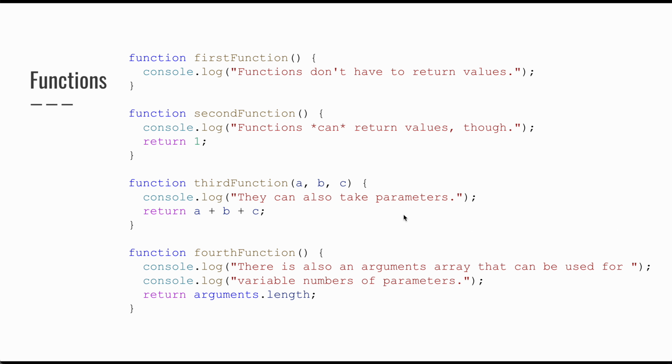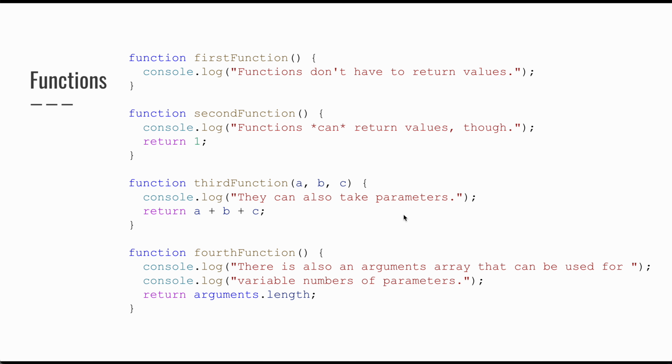Functions in JavaScript are just declared with a function keyword. Now there are other ways to declare functions that we'll get into later in the semester, but generally speaking, you just type the function keyword and then the name of your function and then parentheses where you can have parameters, a curly brace, then the body of your function, and then a closing curly brace.